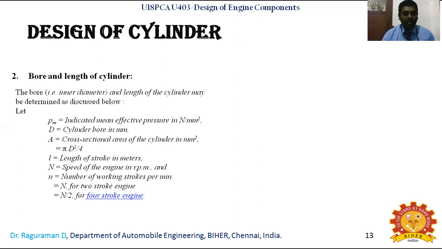And L is the length of stroke in meters. Capital N indicates the speed of engine in RPM, and small n is the number of working strokes per minute. This small n, the number of working strokes, can be considered equal to capital N, the speed of the engine in RPM, in the case of two-stroke engines. But if it is a four-stroke engine, then it will be considered half of the value of the speed of the engine.